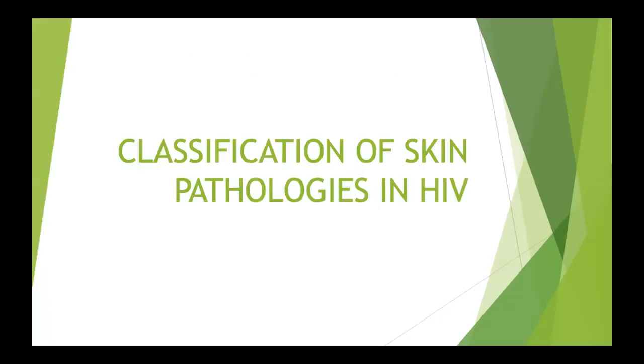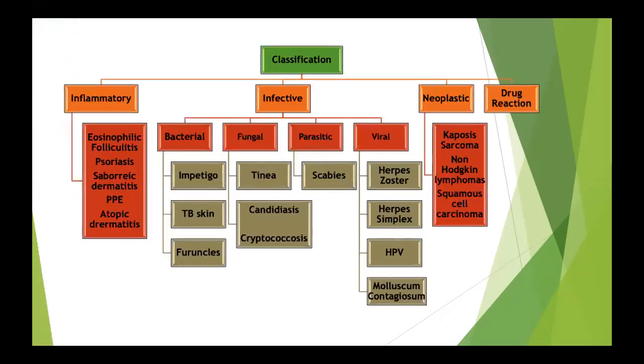Right, so there are a lot of ways of classifying these skin pathologies, but this is the one that I chose. So I'll classify them into infective and non-infective, if you may. So under the non-infective, we have the inflammatories, which are eosinophilic folliculitis, psoriasis, seborrheic dermatitis, PPE, and atopic dermatitis. We would have neoplastics as well, which are Kaposi sarcoma, non-Hodgkin lymphomas, squamous cell carcinoma, and drug reactions.